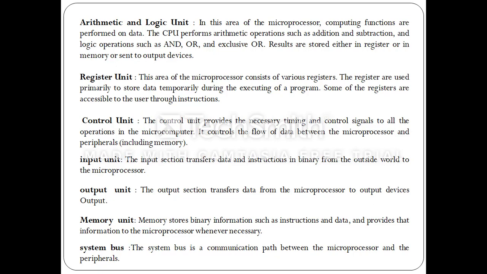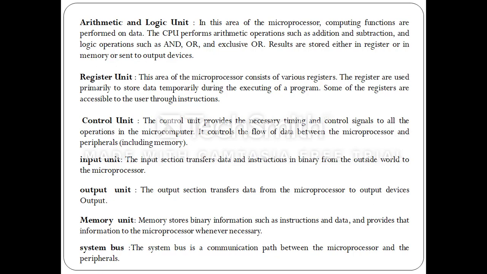So the first one is the arithmetic and logic unit. In this unit, the microprocessor's computing functions are performed on data. The CPU performs arithmetic operations such as addition, subtraction, and logical operations such as AND, OR, exclusive OR. The results are stored either in a register or memory or sent to output devices. So that is the function of the arithmetic and logic unit.